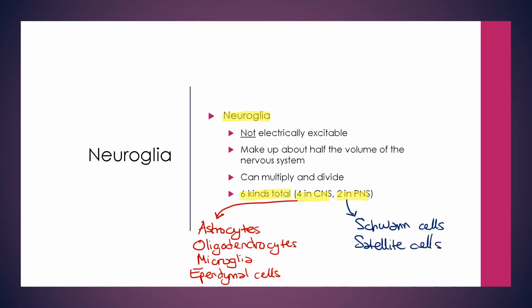Now don't confuse this satellite cell with the satellite cells in muscle tissue. These satellite cells are neuroglia, they're not stem cells or anything like that. So this is a separate type of satellite cell from the satellite cell that we see in muscle tissue.